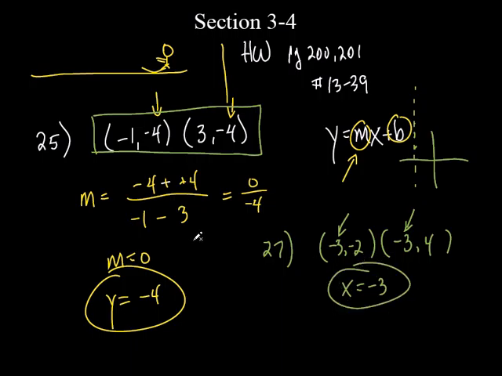Carol asked this earlier, do you really have to do work for these two? You really don't. All you got to do is look at it and say, the y's are the same. So I just write y equals -4. This one right here, the x's are the same, so what do I write? X equals -3. Okay? That was pretty simple.